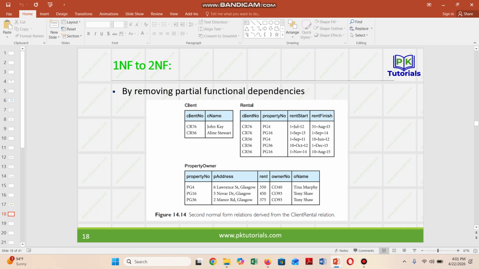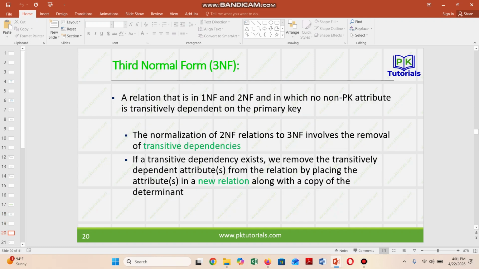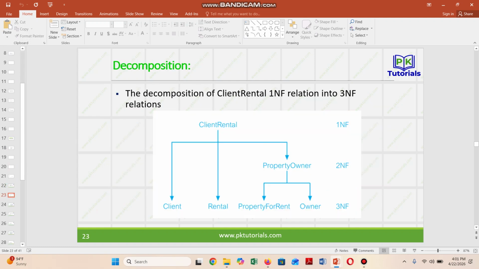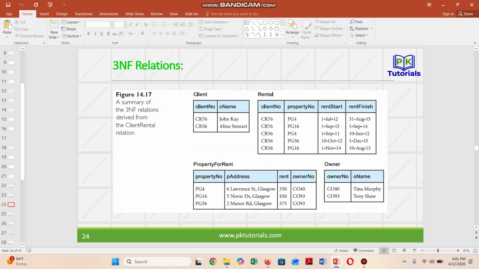In third normal form, you have to remove transitive dependencies, or in simple words you can say each attribute should depend on the primary key. For example, property address depends on property number, rent depends on property number, and owner number depends on property number. However, owner name depends more on owner number. So we'll remove owner name from the table, and the records become this. This is the output of normalization. After applying first normal form, second normal form, and third normal form, we have these records.